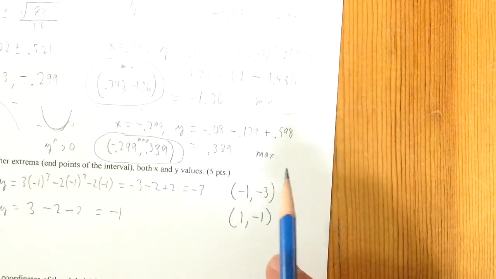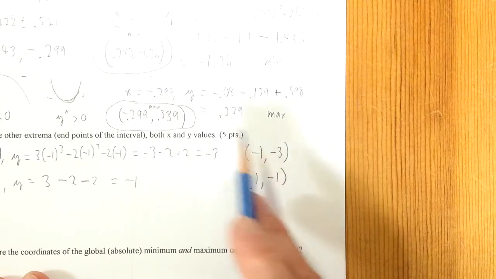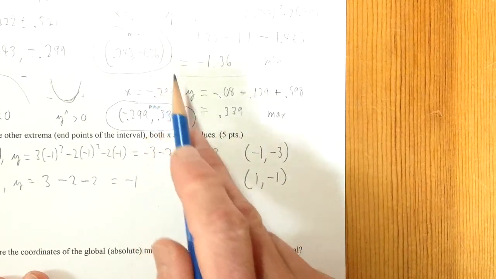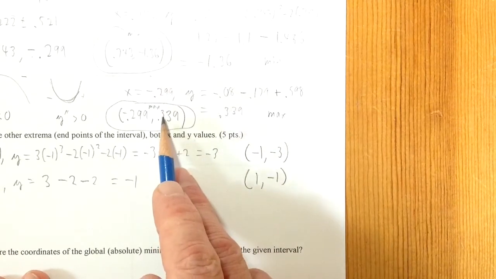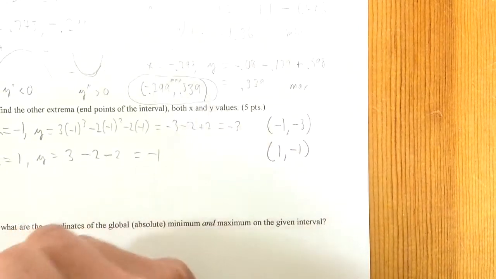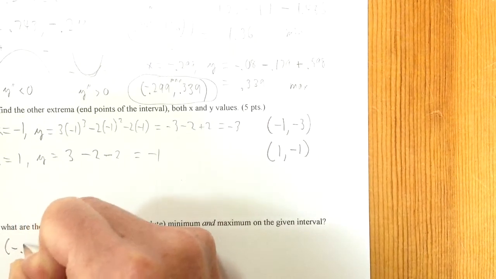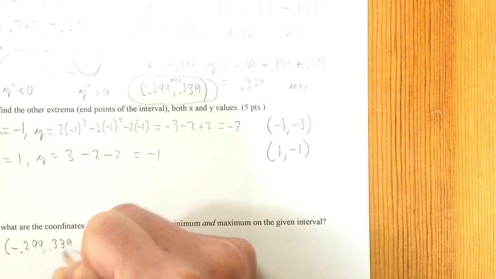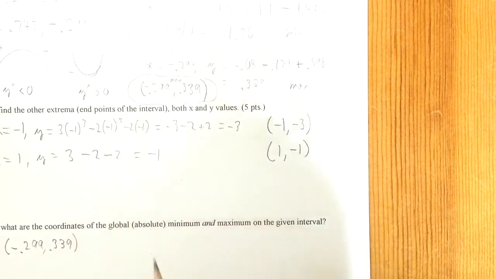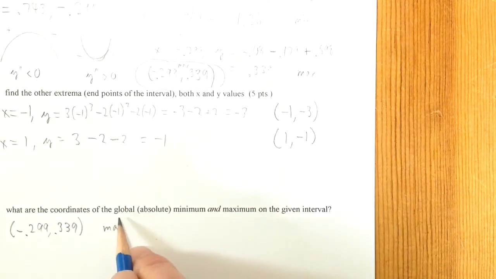So we have 4 points. The biggest y value, this is the second one. Here we have negative 1.36, 0.339, negative 3, negative 1. So the 0.339 is the biggest, right? So the biggest is this point here, negative 0.299 and 0.339. It's the only positive y, so it's obviously the biggest. So that's the global max, because it's the overall max. There's other maxes, but it's the biggest point on the interval.